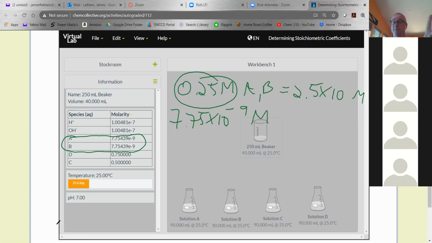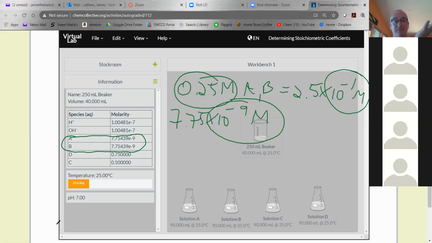0.25. If you were to write that, this is good practice for your test next week. 2. Times 10 to the what? Hold on. Minus 1. Right, minus 1. So I expected to see 10 to the minus 1 molar. I actually got 10 to the minus 9 molar. So that means much, much less.